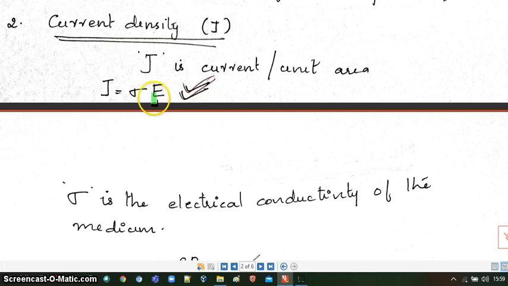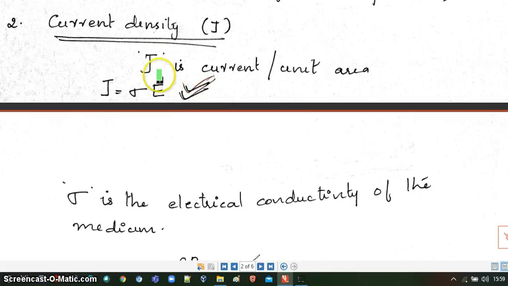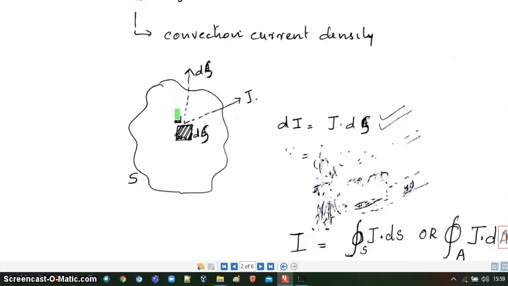J is equal to sigma E. This is the conduction current density, and J equal to rho V is the convection current density. Actually, this is more important. J equal to sigma E. So this equation you can learn by heart.